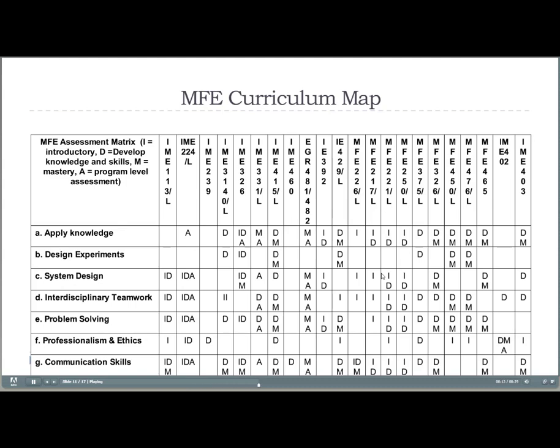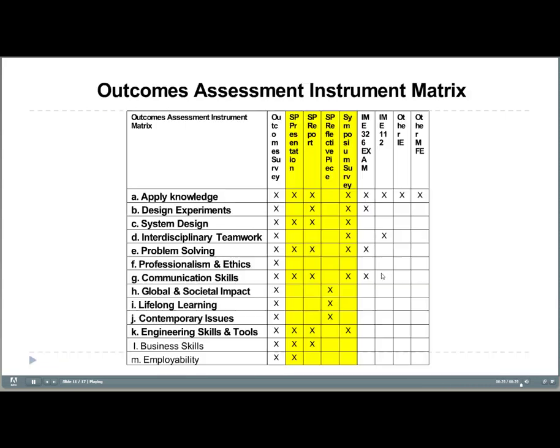And then this is pretty much an overview of our assessment program, because those letters A could refer to any number of instruments depending on what it is. This is our Outcomes Assessment Instrument Matrix. This is very important when it comes to ABET. Our visitors really rely on this to know where to look for assessment.